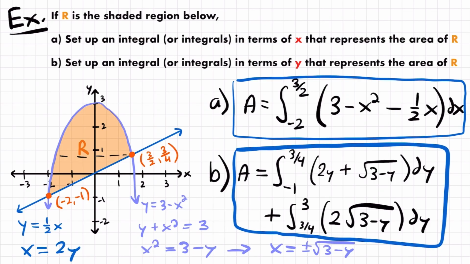Okay, so I hope this serves as a good reminder that sometimes it's going to be easier to integrate with respect to one variable rather than another when calculating the area between two curves.